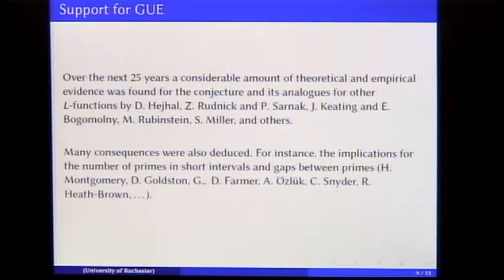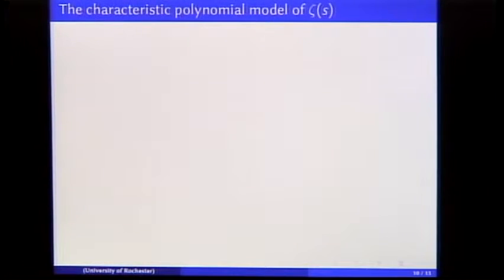And not only was there a lot of confirmation of this GUE hypothesis, but there were applications worked out. So, for instance, gaps between primes or primes in short intervals. A number of people looked into that and deduced the implications of pair correlation and so on for that. And some of that work is still going on. So there's some people who did that.